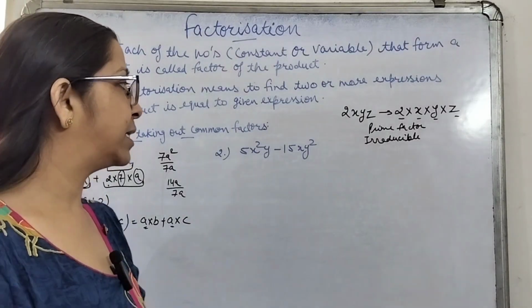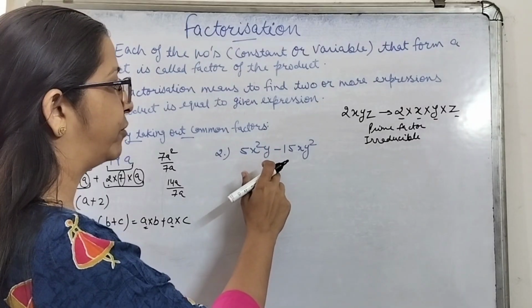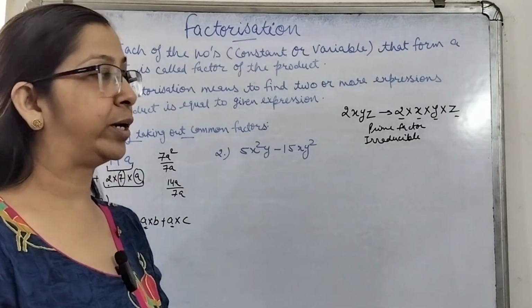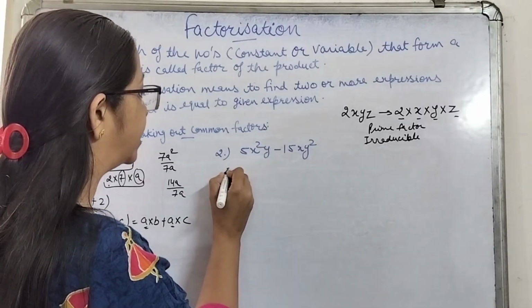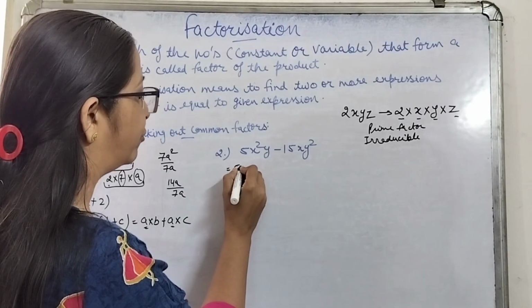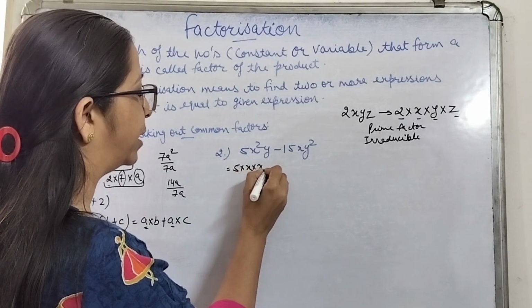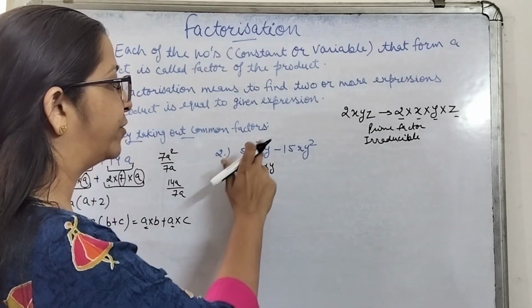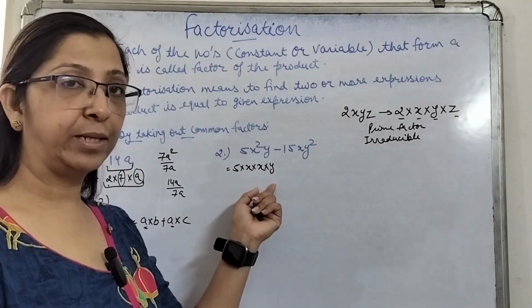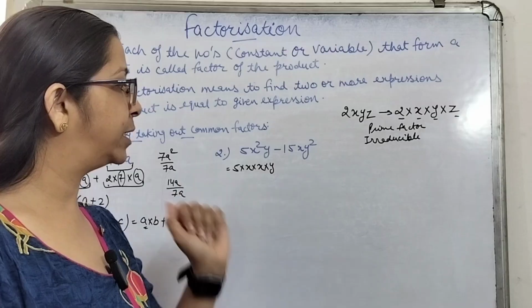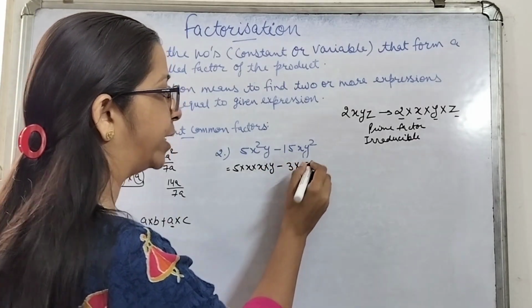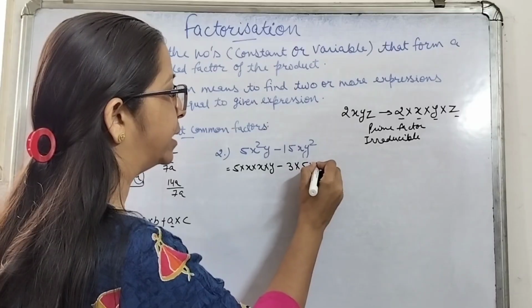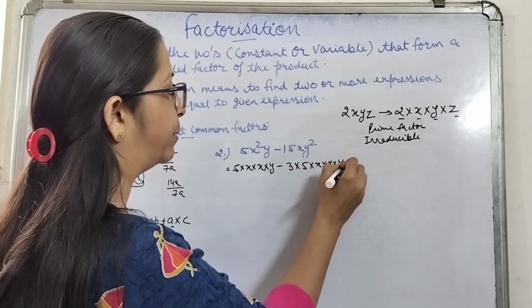Now let's see another example, that is 5x square y minus 15xy square. First of all we will factorize both the terms. 5x square y can be written as 5 multiplied by x multiplied by x multiplied by y. Now 15 can be written as 3 multiplied by 5. xy square can be written as x multiplied by y multiplied by y.